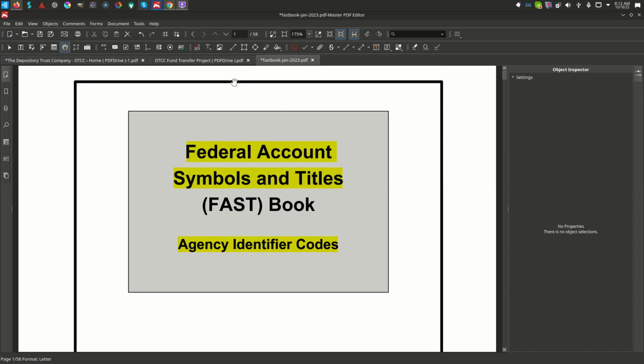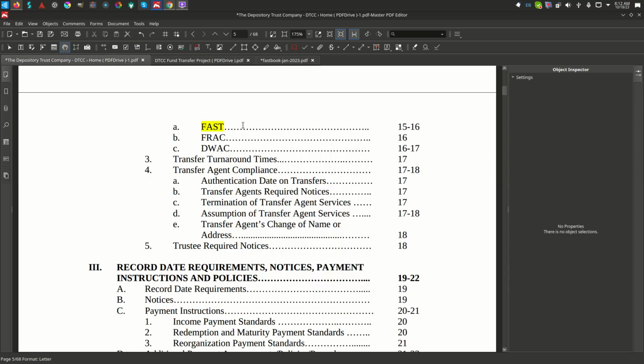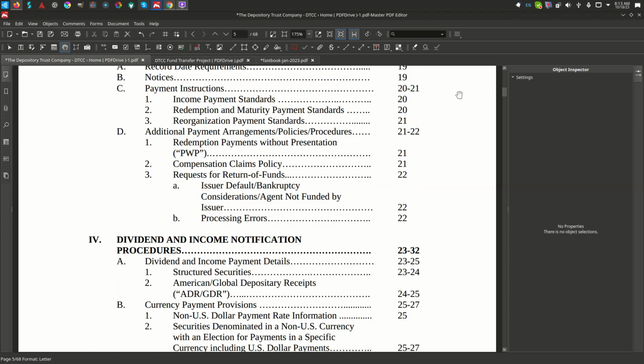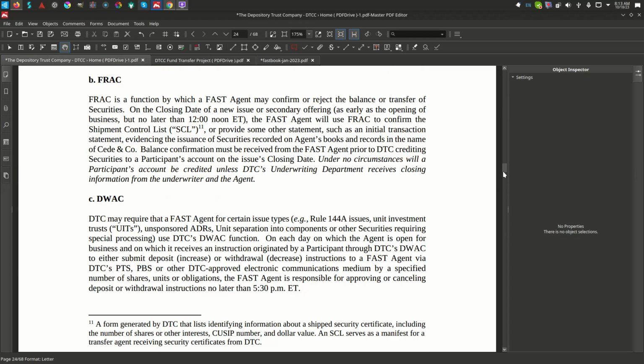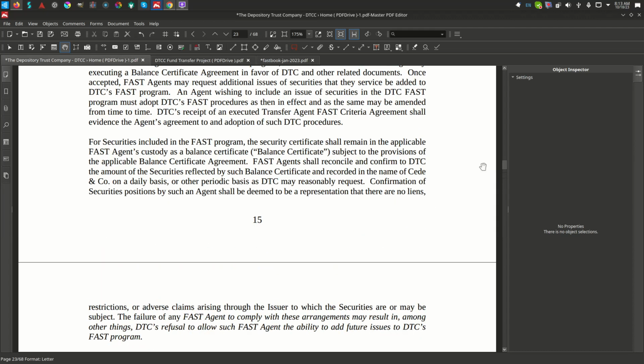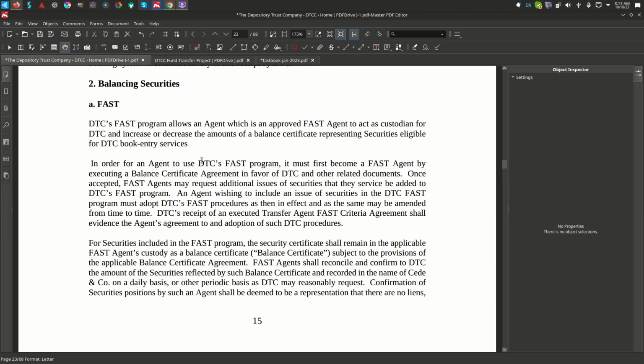So, according to this, let's go to 1516. You got my curiosity. So we go to 1516. All right. Fast. Here we go. And it's right under what they call balancing the securities. The DTC's FAST program allows an agent, which is an approved FAST agent, to act as a custodian for the DTC and increase or decrease the amounts of balance certificates representing the securities eligible for DTC's book entry service.